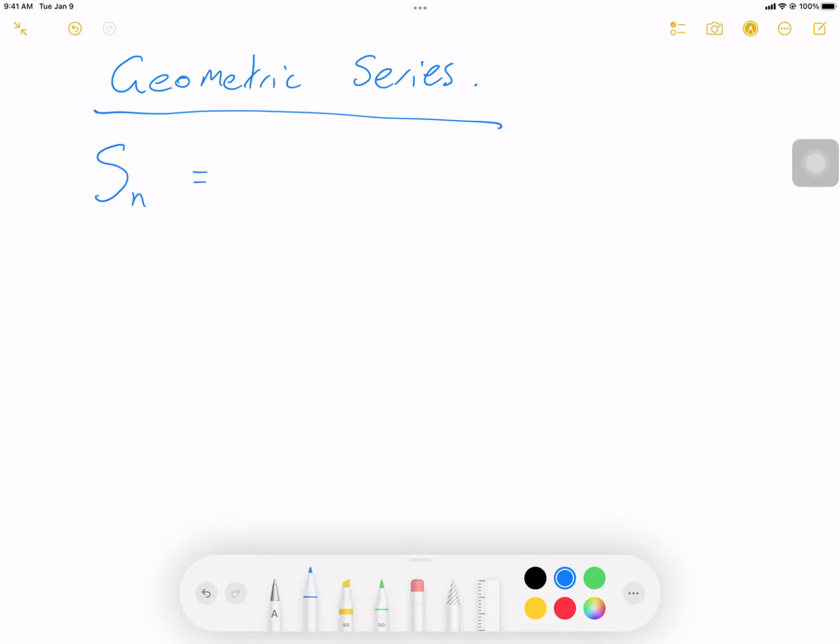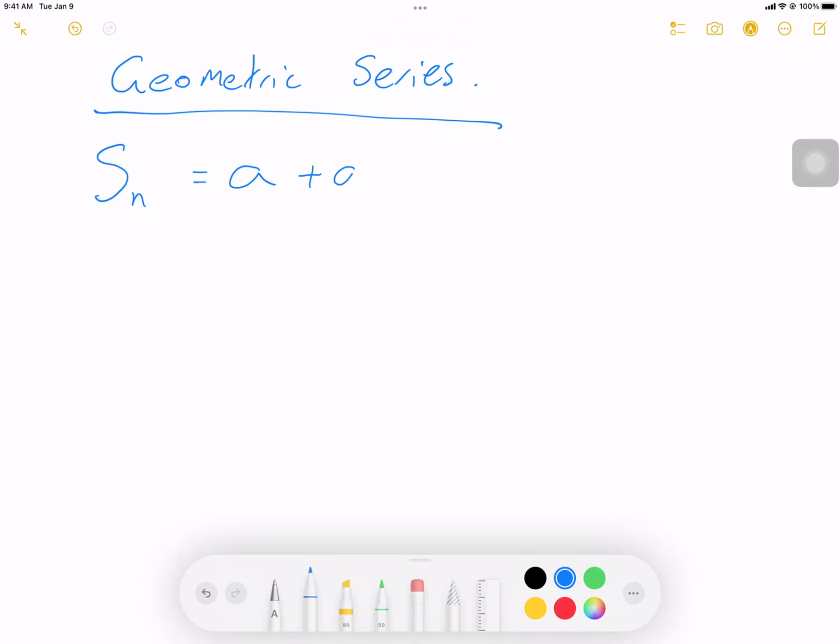I want to give you a formula for working out the sum of a geometric series. So that means I'm adding together the terms for a certain number of terms. A geometric series starts off with a first term, which we're going to call a, and then each time it's going to go up by multiplying by r.